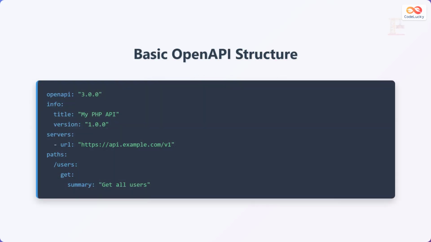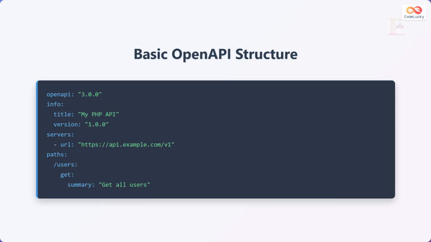Here's a basic structure of an OpenAPI document. The openapi field specifies the version of the OpenAPI specification being used, in this case, version 3.0.0. The info section contains metadata about the API, such as the title, which is My PHP API, and the version, which is 1.0.0.